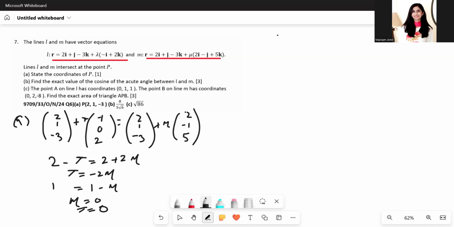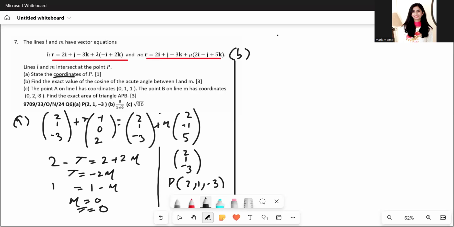So when we substitute it back in any one of these equations, that gives us 2, 1, and minus 3. So the point of intersection would be, whether you use lambda equals 0 with this equation, or mu equals 0 with this equation, in both cases our position vector is going to be (2, 1, minus 3). But we need to write that in the form of coordinates. So we write P (2, 1, minus 3). Okay, that is part A.